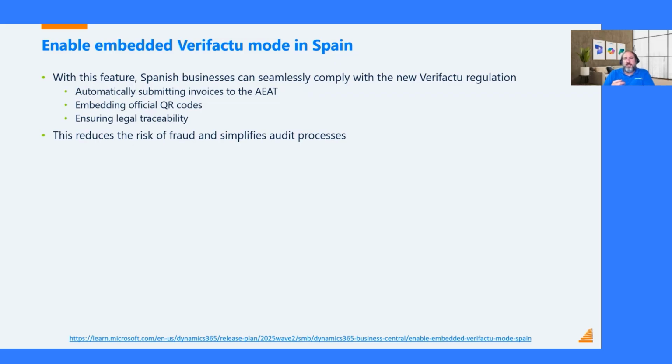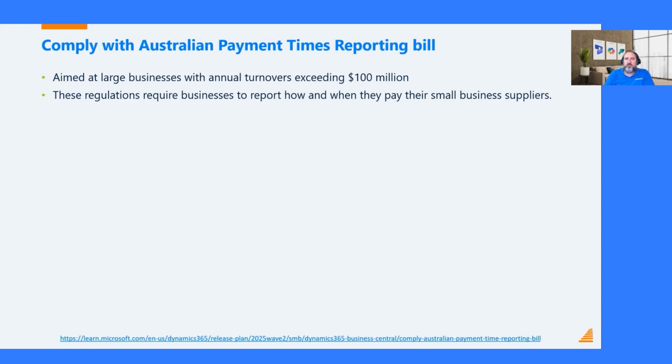There is an embedded Verifactu mode announced for Spain. So this is a legal requirement that they have within Spain. They have to have their invoices submitted and approved. QR codes need to be added to it. And you have to have those invoices legally traceable, probably for VAT purposes, etc., to reduce the risk of fraud and to simplify the audit process. So that's been added to the Spain localization.